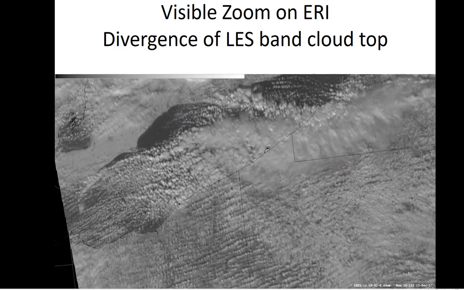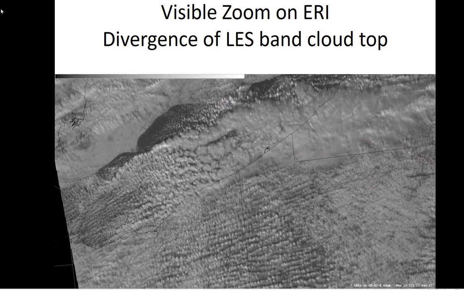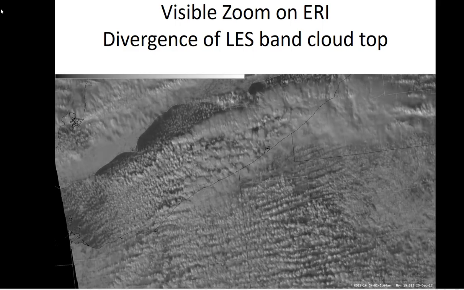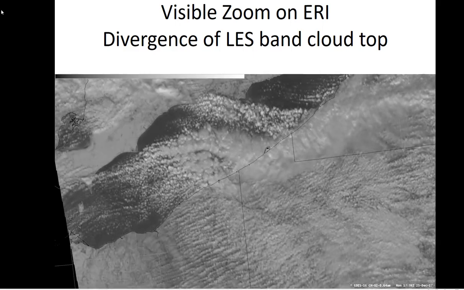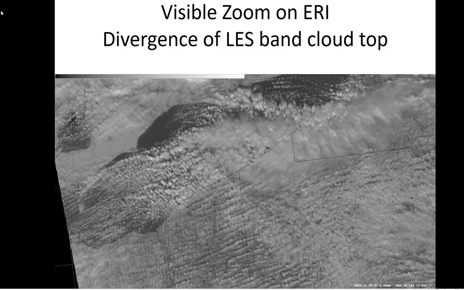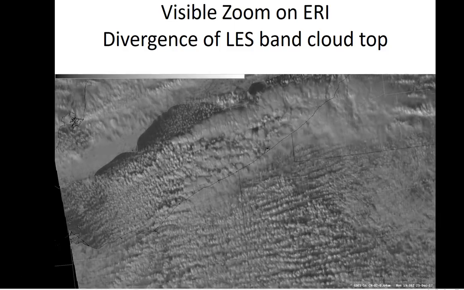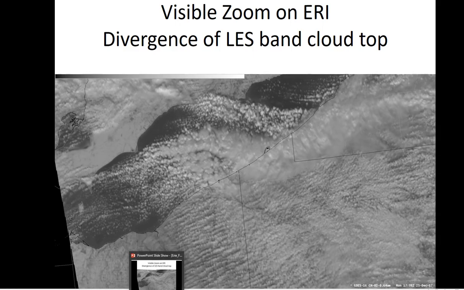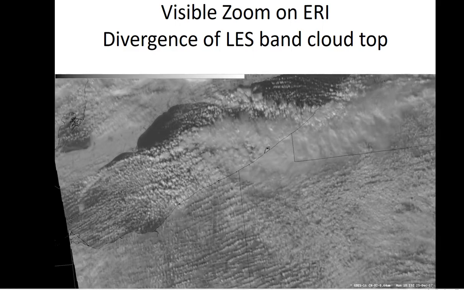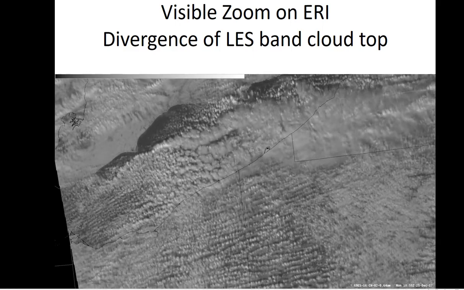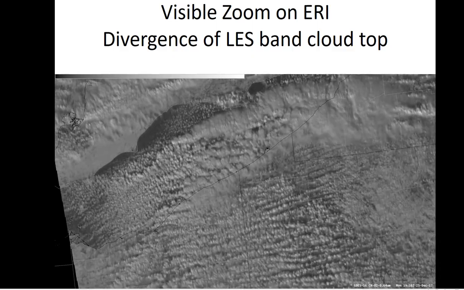Okay, so what I was trying to show here, if you look closely at the tops here, near Erie PA, you'll see the divergence of the cloud top in the animation. That's the point I wanted to get across here. So if you go to the next slide.